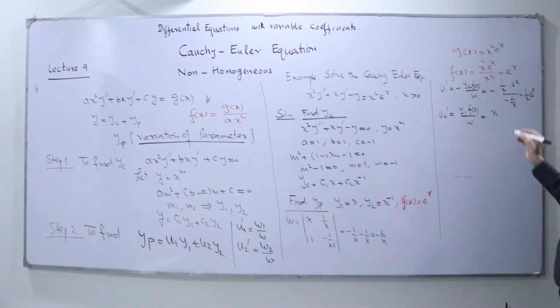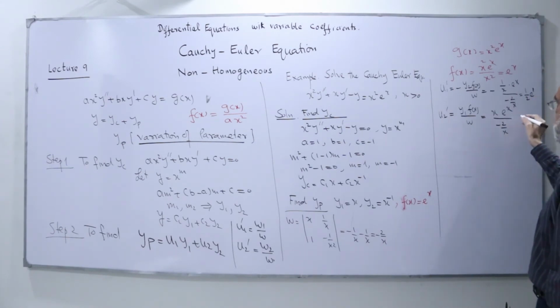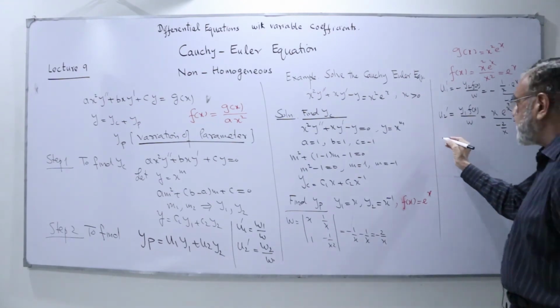What's my f of x? My f of x is e to the power x. And my w is minus 2 upon x. So we get here minus 1 by 2 x squared e to the power x. This is my u2, and we want to solve this one. And to find u1, we integrate it.